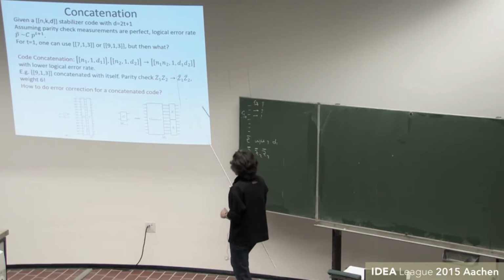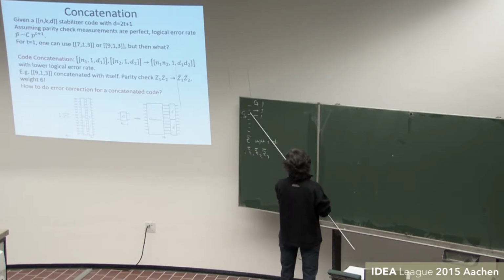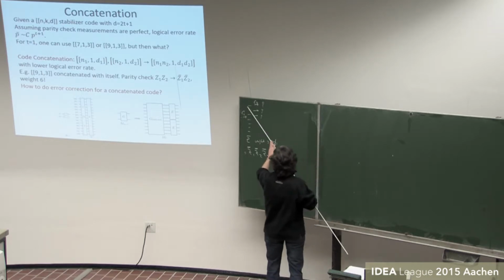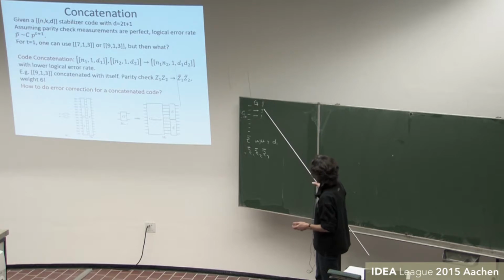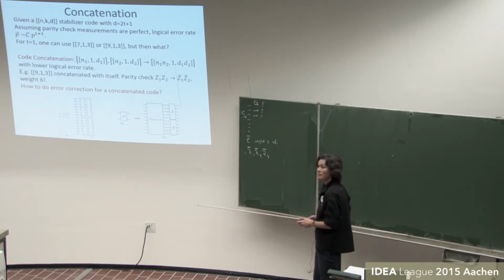So the weight of the logicals: if I replace every elementary qubit by a block of 7 qubits, then the Z operator that acts there, I just replace by the logical Z of those 7 qubits, which maybe acts on 3 qubits in this block.